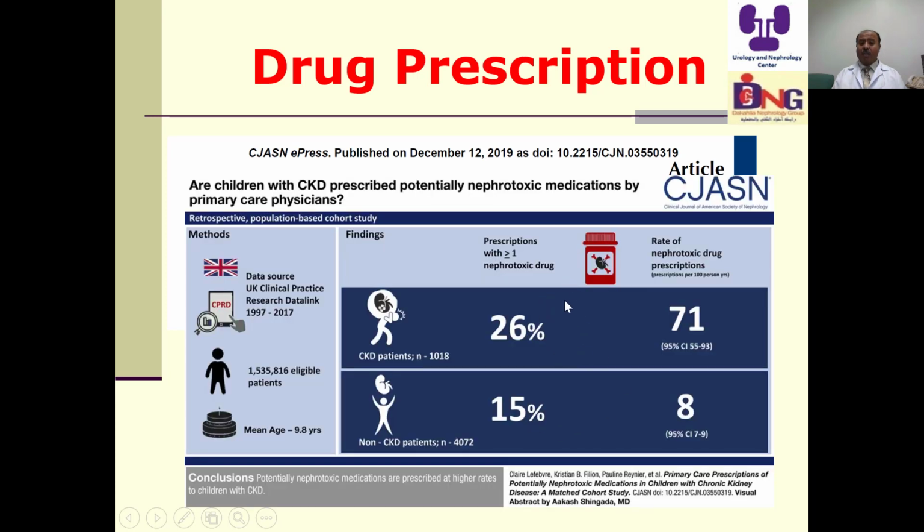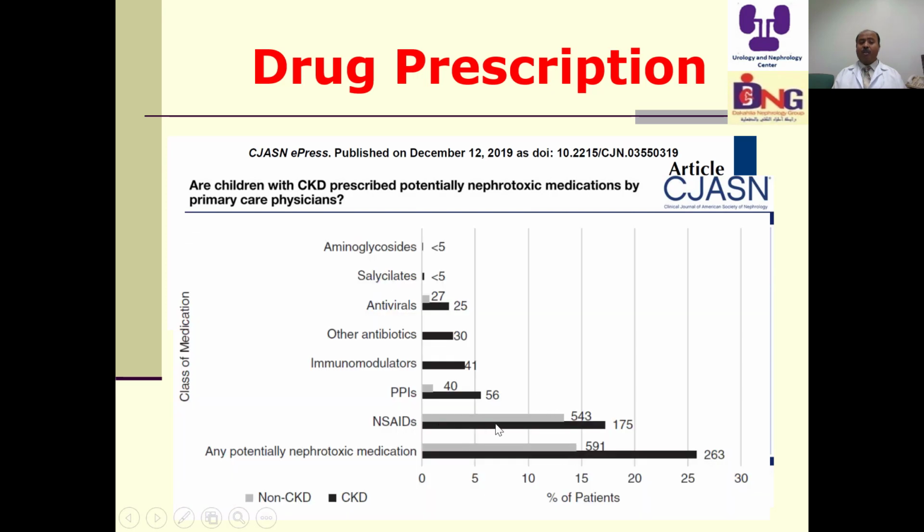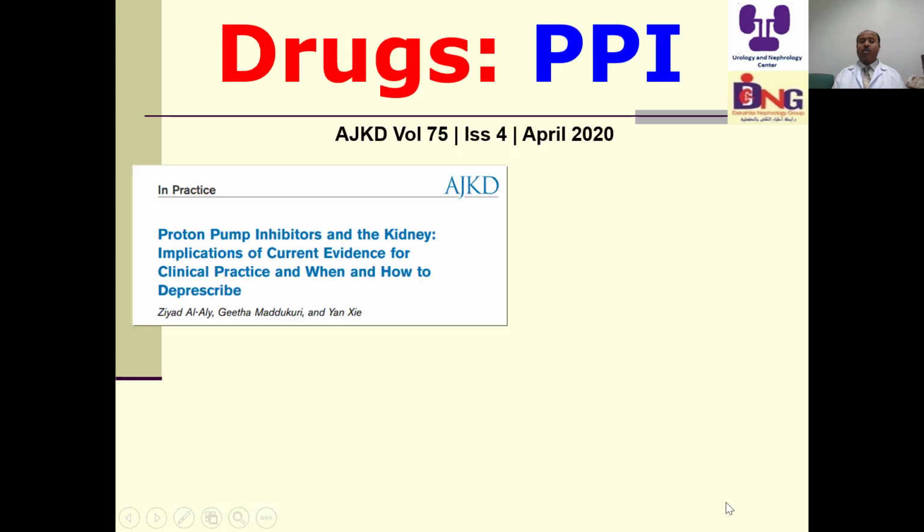In children, you'll find here inappropriate prescription in chronic kidney disease, with the use of non-steroidal drugs, proton pump inhibitors, other nephrotoxic drugs, and antibiotics. Regarding this, I'm going to select some examples. Proton pump inhibitors, drugs that inhibit HCl. So it is proton pump inhibitors.